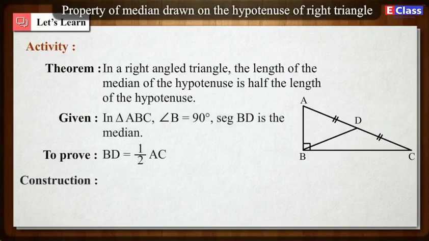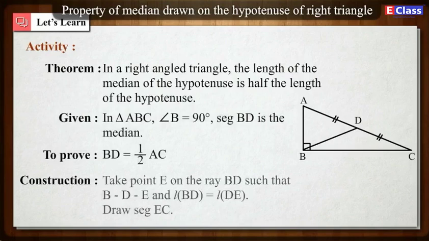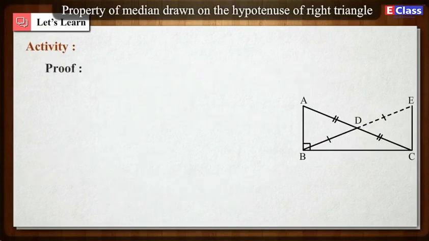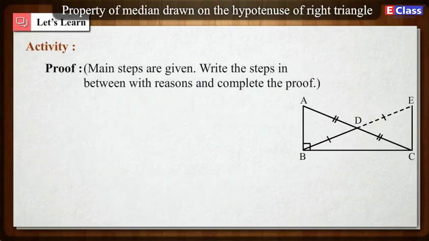Construction. Take point E on the ray BD such that B, D and E are collinear and length of BD is equal to length of DE. Draw segment EC. Proof. Main steps are given. Write the steps in between with reasons and complete the proof.